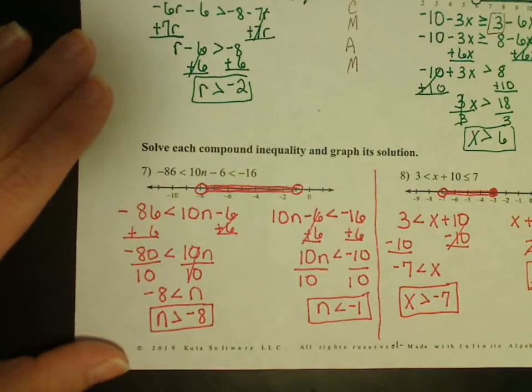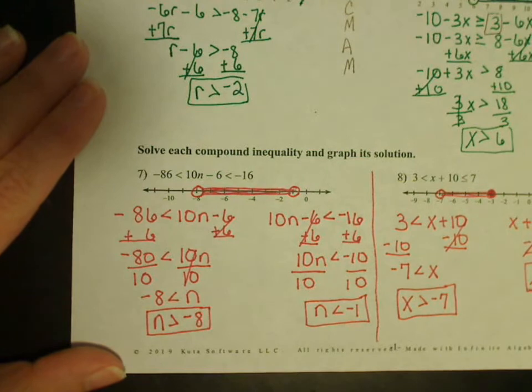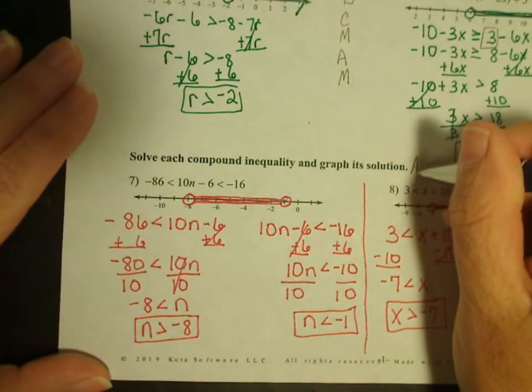Okay, last 2 problems. These are compound inequalities. These are the AND type.